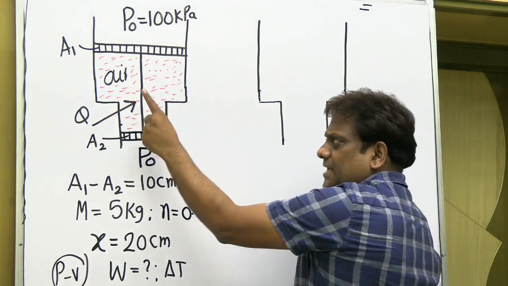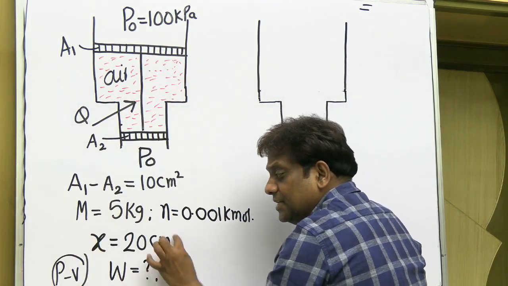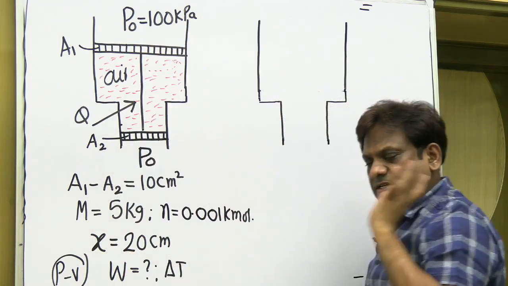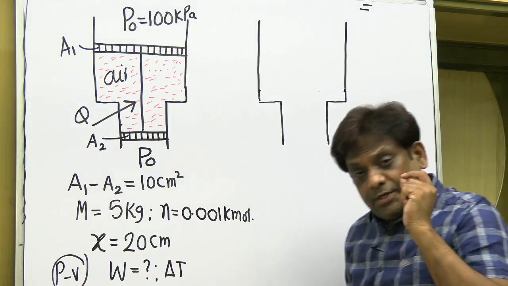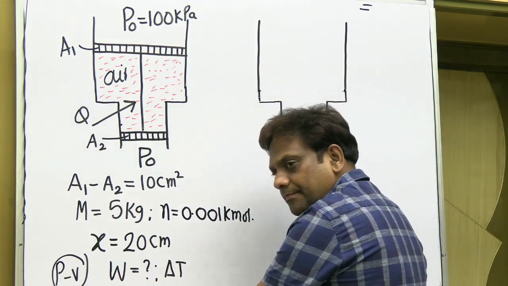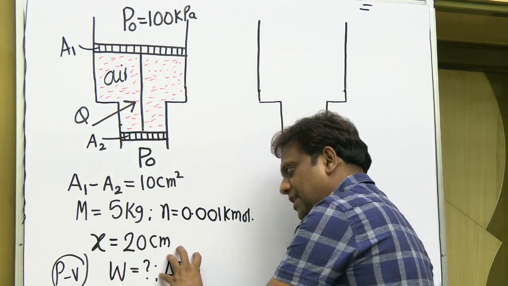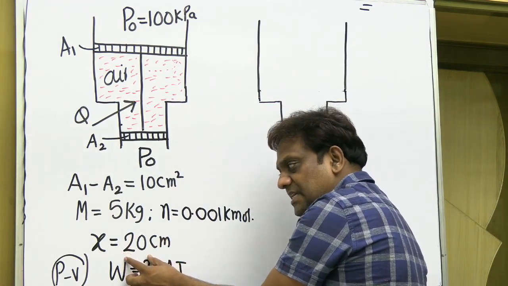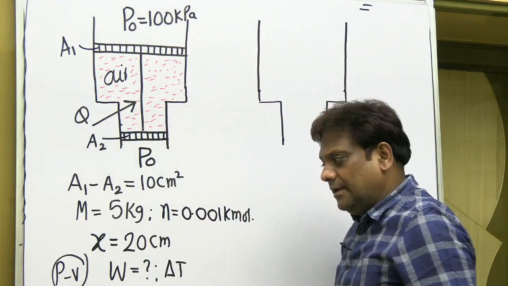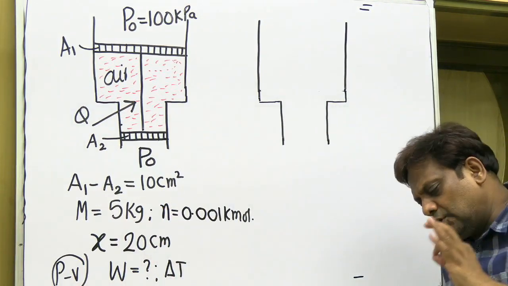Now, when the air is heated, this assembly moves by 20 centimeter. The question is, how much is the work done? Second part, what is the rising temperature so as to achieve 20 centimeter movement of this assembly? And the third one, represent the process on PV diagram. This is a good question.